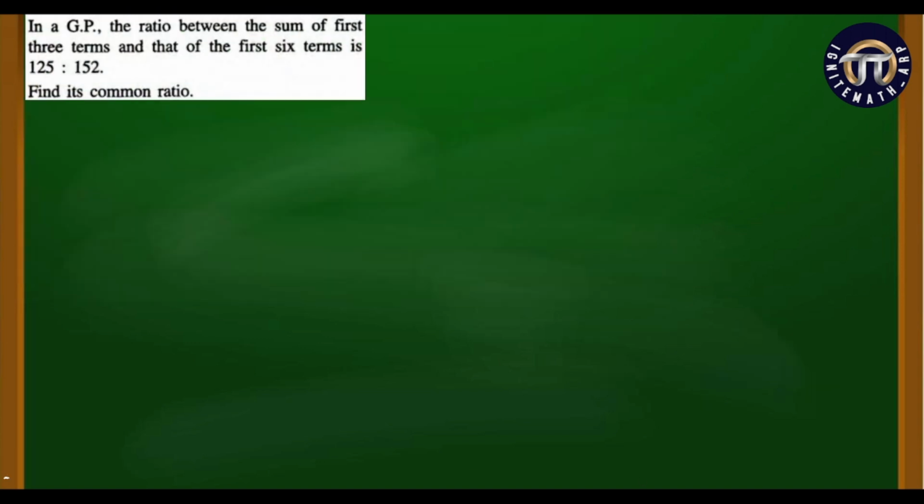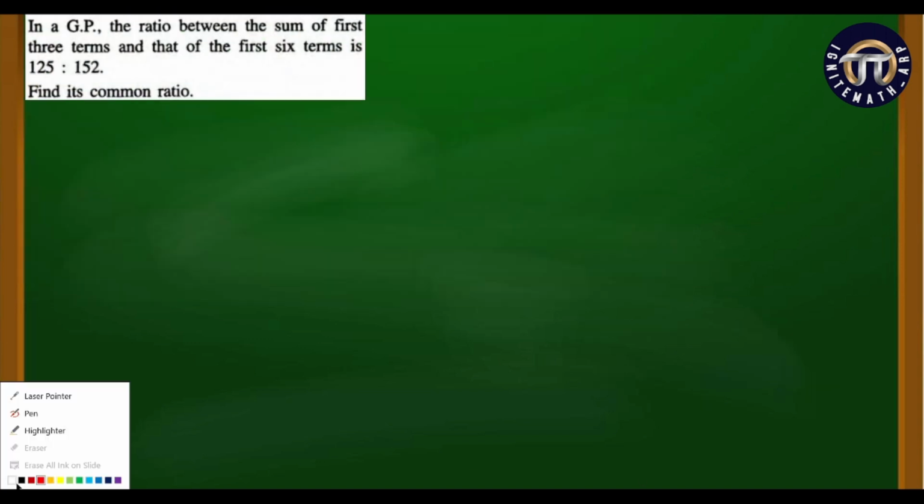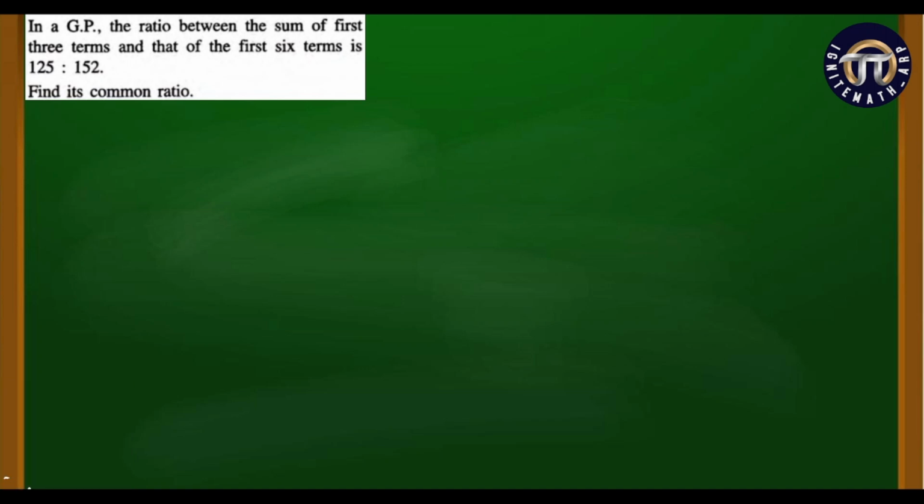Now see the next question, children. In the next question, it is given to you that in a GP, the ratio between the sum of the first three terms, S3, and that of the first six terms, S6, is 125 is to 152. Okay, children. So what is S3?